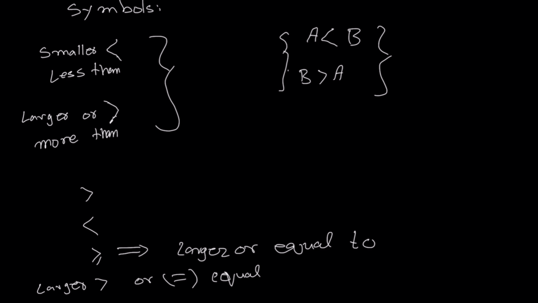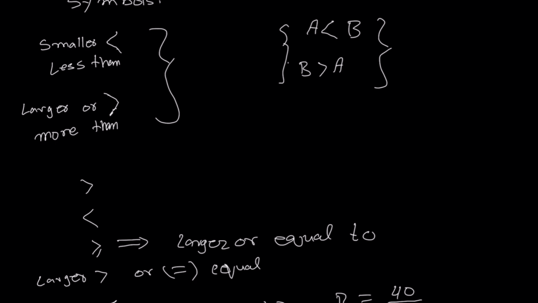Let's use the example again of 10. Let's call A 10 and call B 40 divided by 4. So if you say that A is larger or equal to B, it's not larger, but it is equal to B. We can say A is equal to B, because 40 divided by 4 is also 10. So this will be the condition to use it.